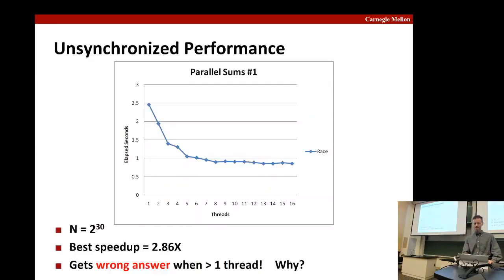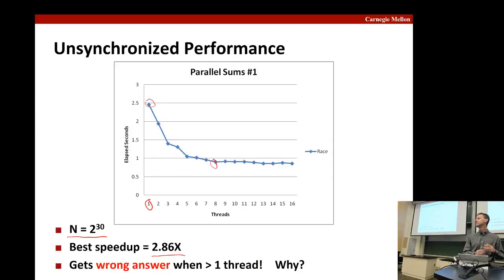Okay. So how does that perform? Well, here's the number of threads we run it on, starting with 1. On a single thread, this took 2.5 seconds, roughly. We ran n equals 2 to the 30th. And it got better for a while, up until around maybe 8 threads or so, maybe slightly better after that. The best speedup overall was 2.86. But it got the wrong answer.